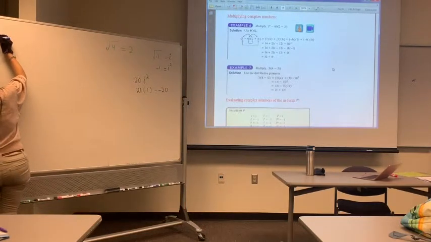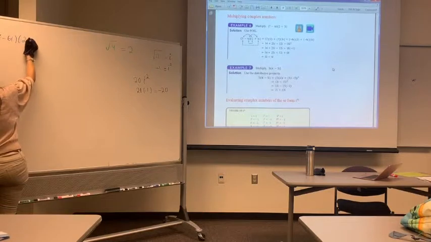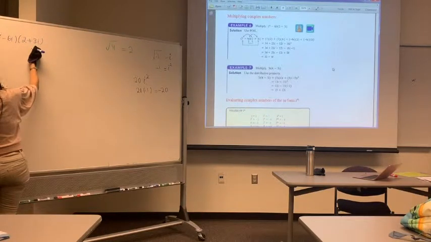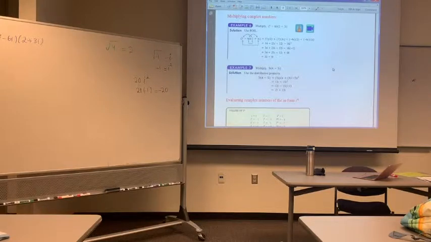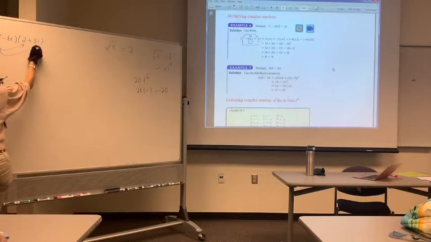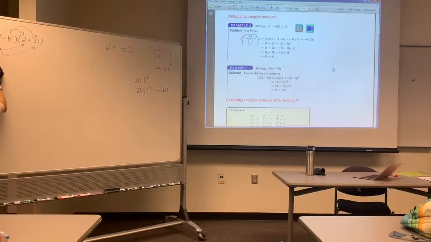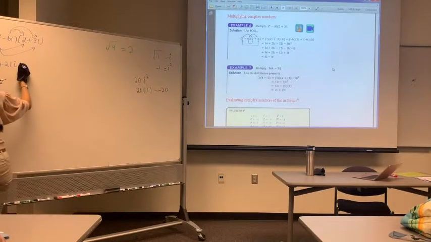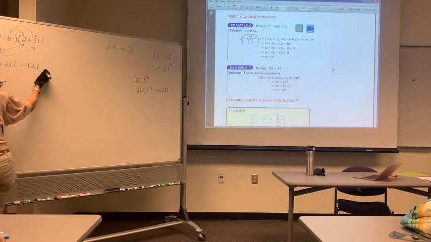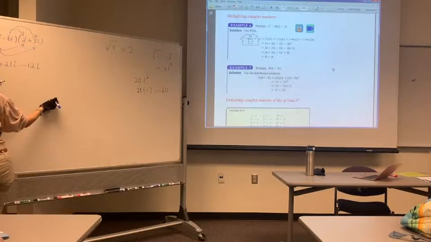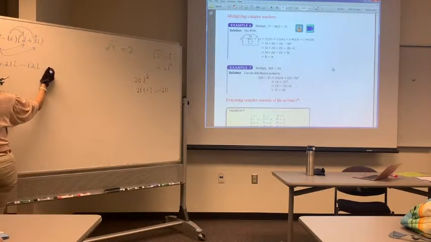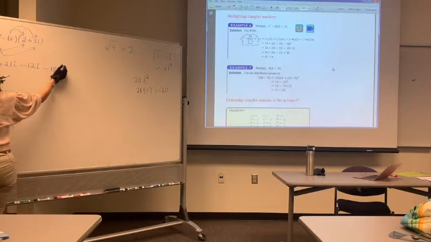When we have one complex number multiplied by the other one, we use FOIL. We use FOIL. Seven multiplied by 2 is 14. 7 multiplied by 3i is, and then 6i multiplied by 2 is, exactly. And then 6i multiplied by 3i is negative 18 i squared.